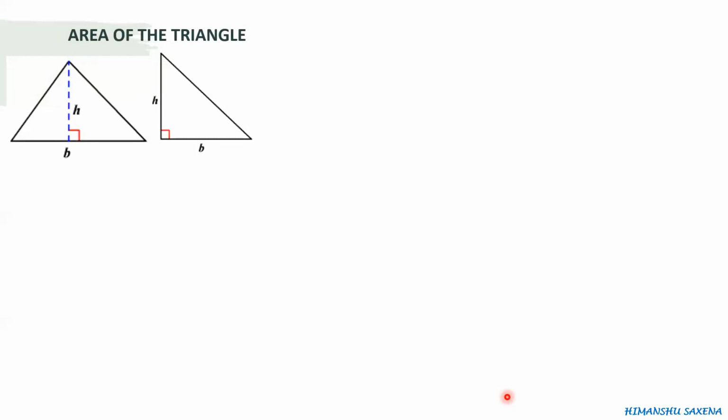Area of the triangle is half base into height, right? So here, we have dropped an altitude from this vertex to this side. So this is the height of the triangle and this is the base. The side on which the altitude is dropped is called the base, and you can drop an altitude from any vertex to the opposite side, right? So this is half base into height. In this right angle triangle, it is clearly this is the height because this is also an altitude, and this is the base, so half h into b or half b into h.